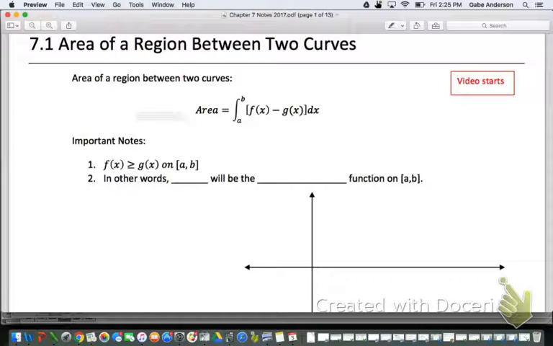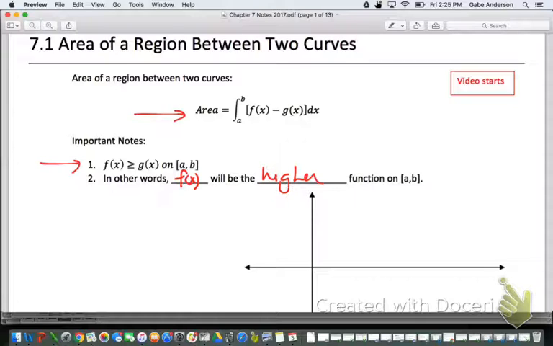So the formula is going to be this right here. Area is equal to the integral from a to b of f of x minus g of x dx. So some things to think about here. Number one, for this to work, f of x needs to be greater than or equal to g of x on the interval a to b. In other words, f of x will be the higher function, is the word we'll use for the moment, on AB, so it'll be higher.